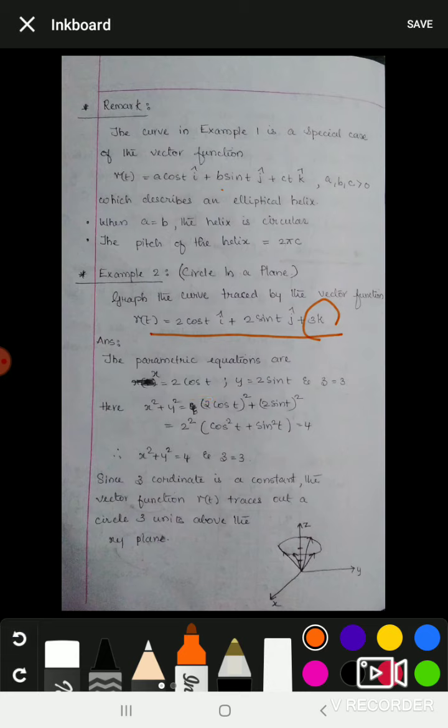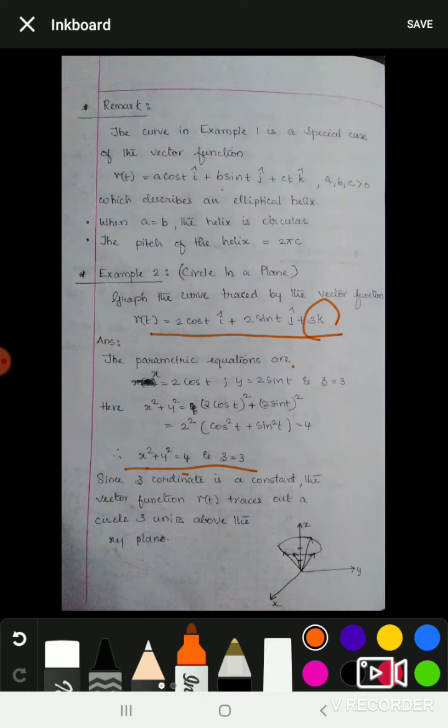We have cos t and sin t here, so we will make use of the identity. So x square plus y square is equal to 4. There is no t here, and z is already a constant, so this is the eliminated form. Now we have to plot this. Since z is a constant, it will be parallel to the xy plane, and x square plus y square equals 4 is a circle. Since the z coordinate is a constant, the vector function r of t traces out a circle of 3 units above the xy plane. That is the figure.